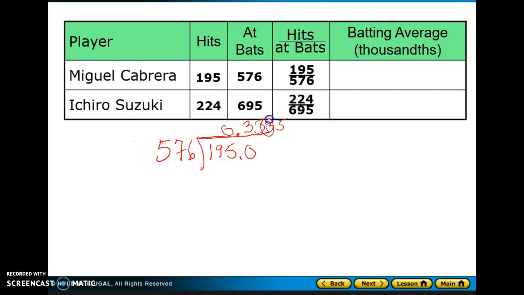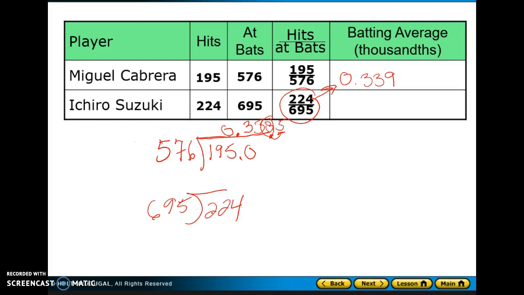I'm going to round to this place. So I'm going to look at that number. It tells me to round that up. So this is about 0.339. Now I want to know if this is better or worse than that. And I'm going to do the same thing. I'm going to divide 224 by 695. Let's do nifty-difty calculator again.